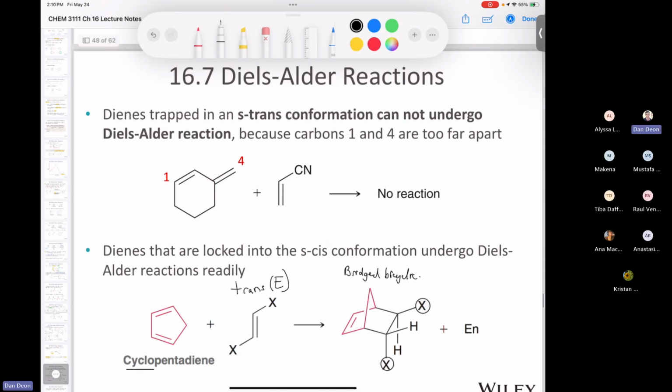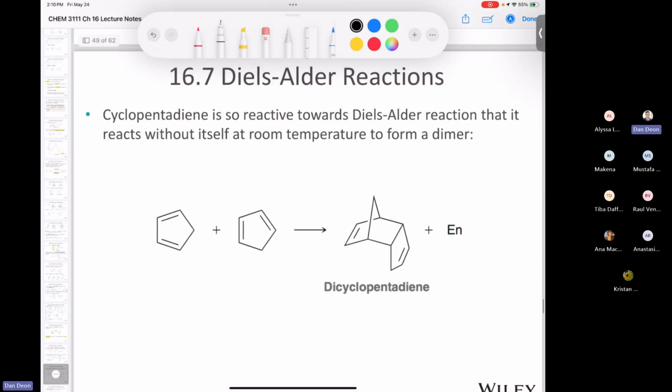All right, so with that in mind, it turns out cyclopentadiene is so reactive that if you have a bottle of cyclopentadiene, it's going to react with itself. You've got the diene here, and then you've got a dienophile trapped in a molecule like that. So it's going to do a Diels-Alder, your same old Diels-Alder reaction like this, and you end up forming this tricyclic compound called dicyclopentadiene.